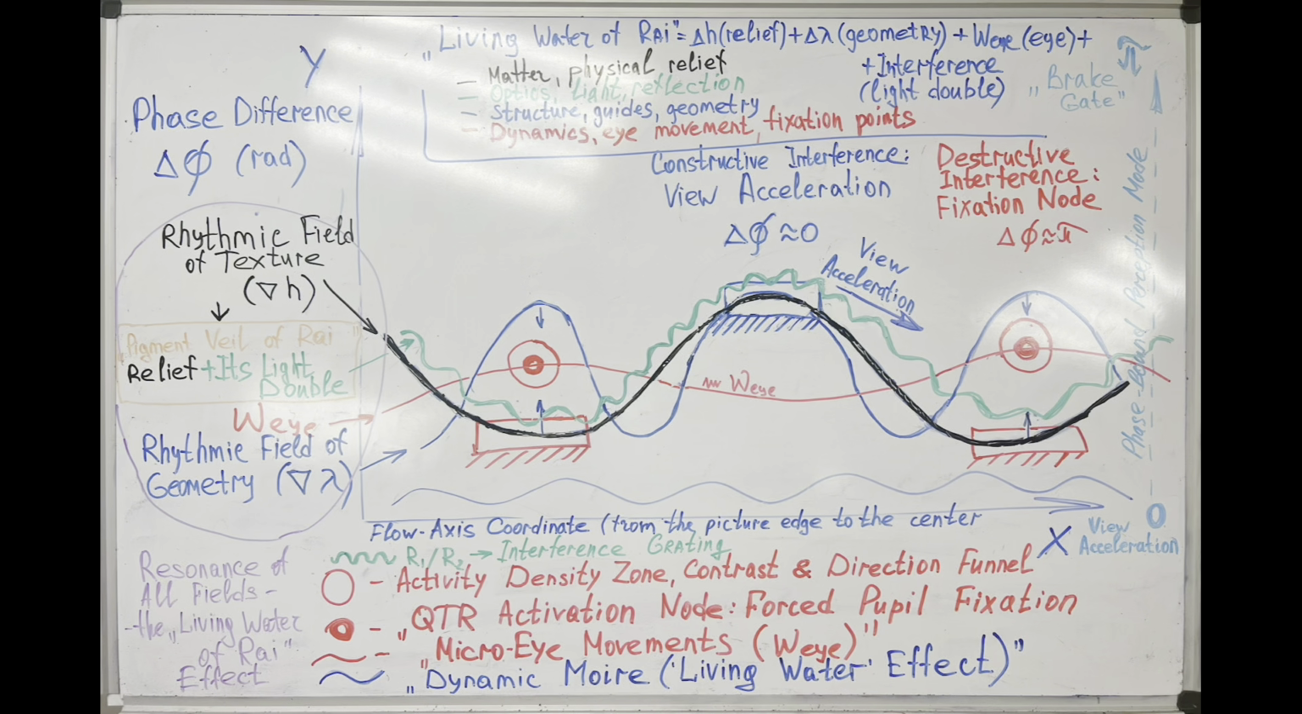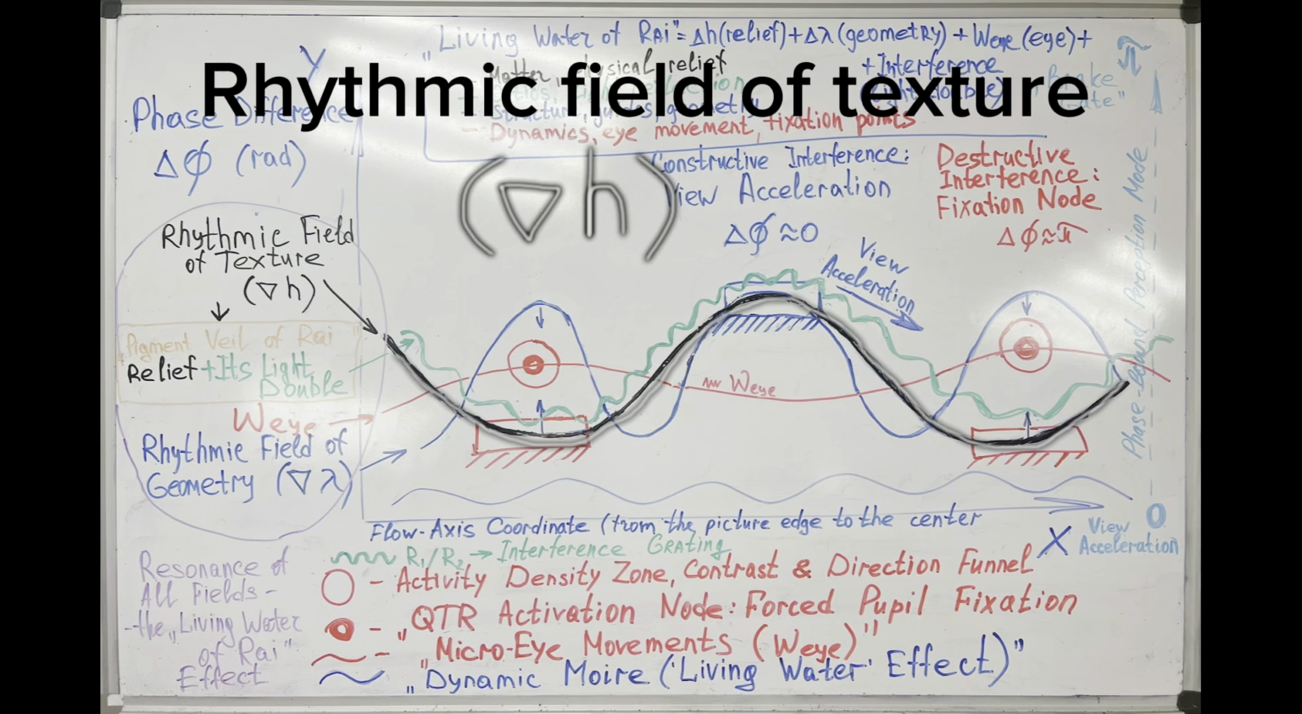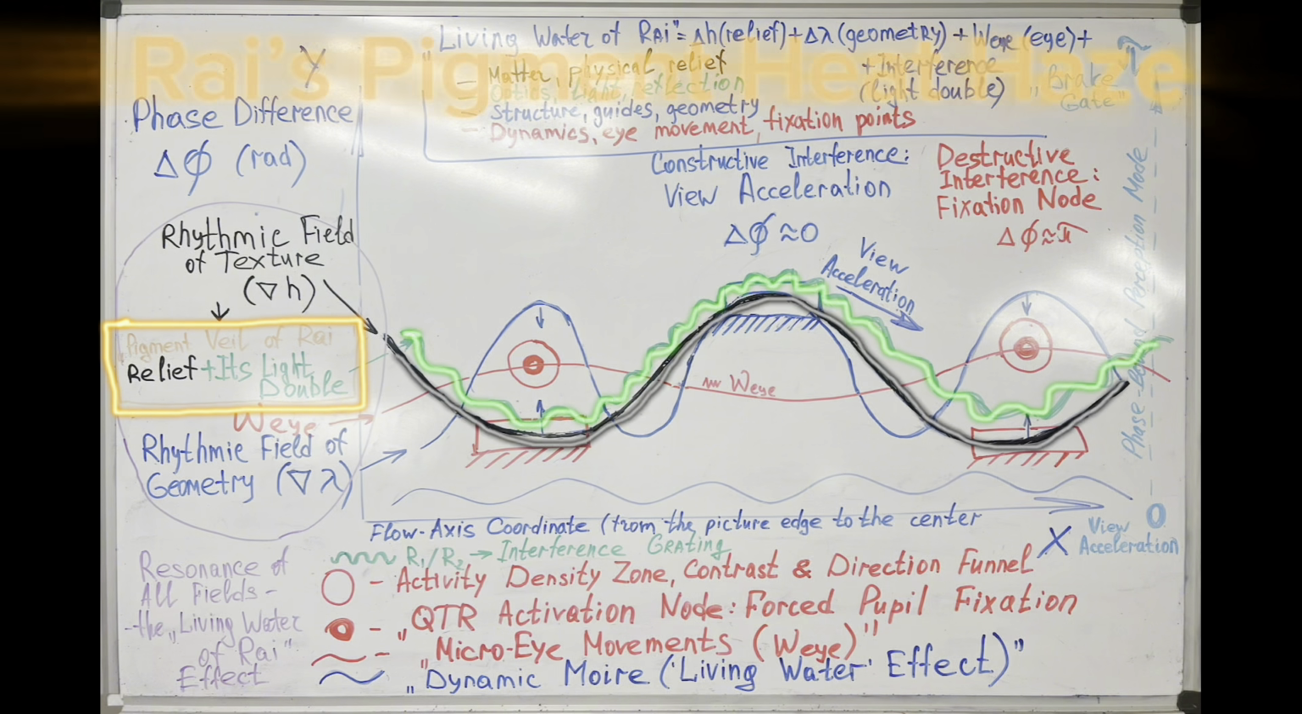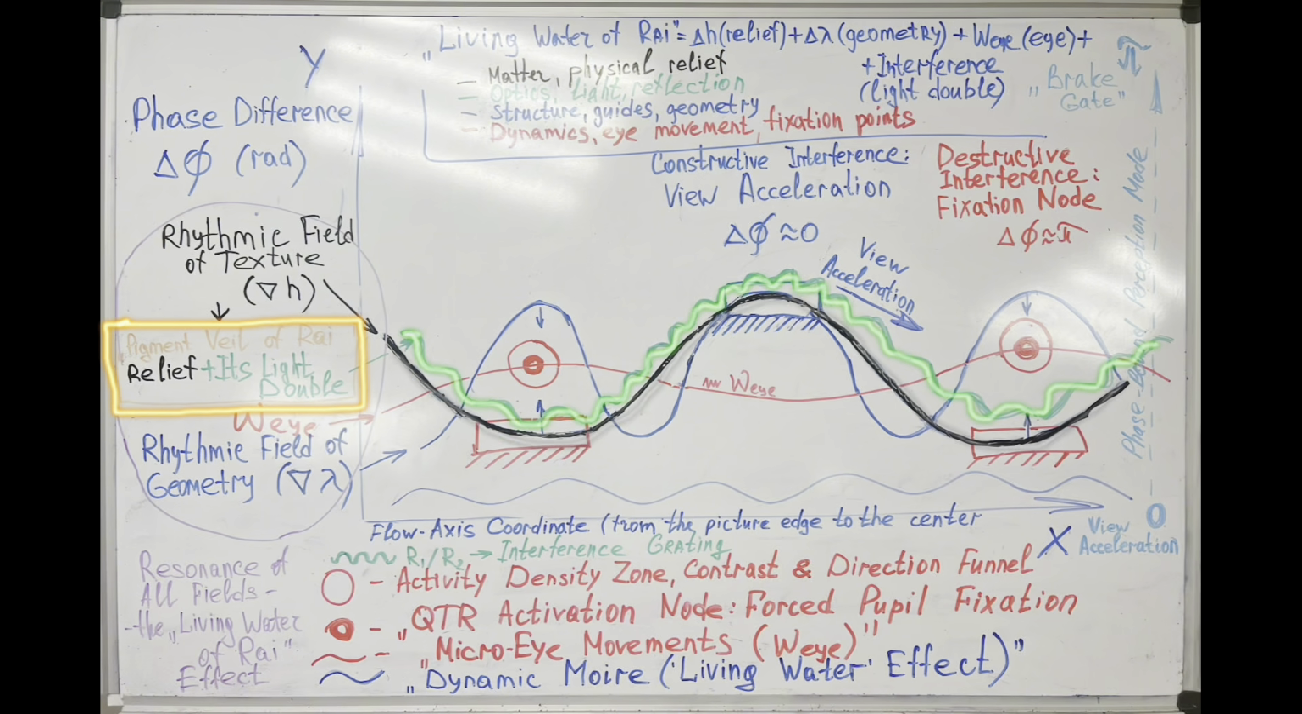Next, we move to the rhythmic fields, the foundation of the entire diagram. Here it is, the black sinusoid. This is the rhythmic field of texture, the physical relief of the canvas, the matter in its raw, tangible form. To this relief, the light rays A1 and A2 are added, and an optical grating emerges. It is at the junction of relief and optics that the green wavy line appears. This is Rai's pigment haze, an optical mist that binds matter and light. Importantly, the green line always runs strictly above the black one. It is its light imprint, its double in the reflection field.